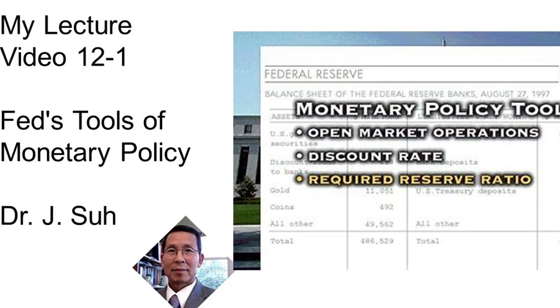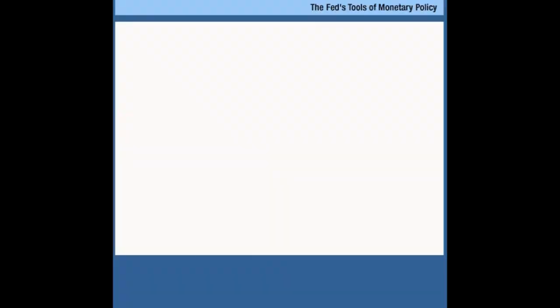You've heard it said that Alan Greenspan is the most powerful man in the economy. What does that mean? How does the Federal Reserve exercise its power? To understand the way the Fed works, we have to begin by looking at the way banks work.